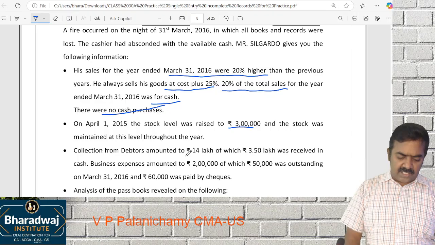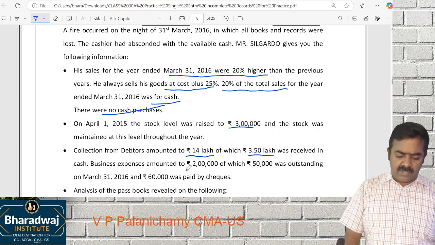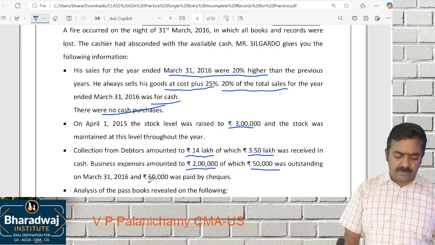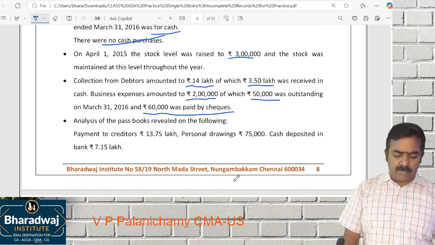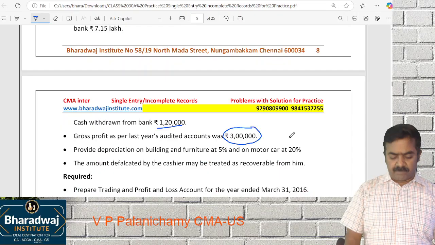Collection from debtors amounted to 14 lakhs. In that 3.5 lakhs was received in cash. Business expenses 2 lakhs. In that 50,000 is outstanding and 60,000 is paid by what? Check. Balance of passbook is given. Payment to creditors, personal drawings, cash deposited, etc. is given. Cash withdrawn from bank is given. Gross profit of the last year. What is the gross profit of the last year? 3 lakhs is given. Provide depreciation on building 5%. Motor car how much? 20%.